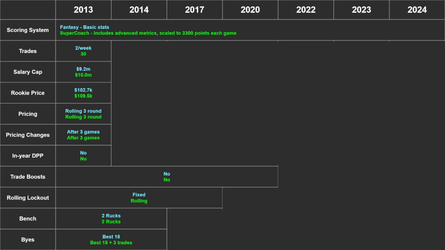And then for the byes, Fantasy had a best 18 and SuperCoach also had best 18, but you could perform an extra trade in each of those byes. So instead of doing 2 trades this week, you could do 3 trades. And as far as I can tell, 2013 was when this best 18 format was introduced.